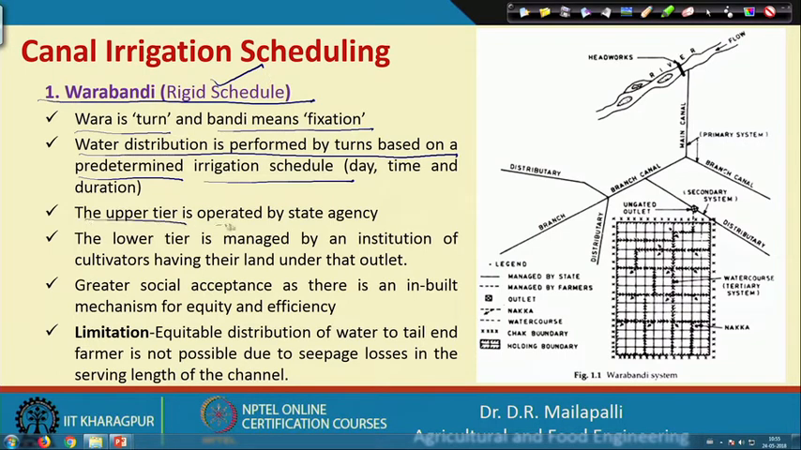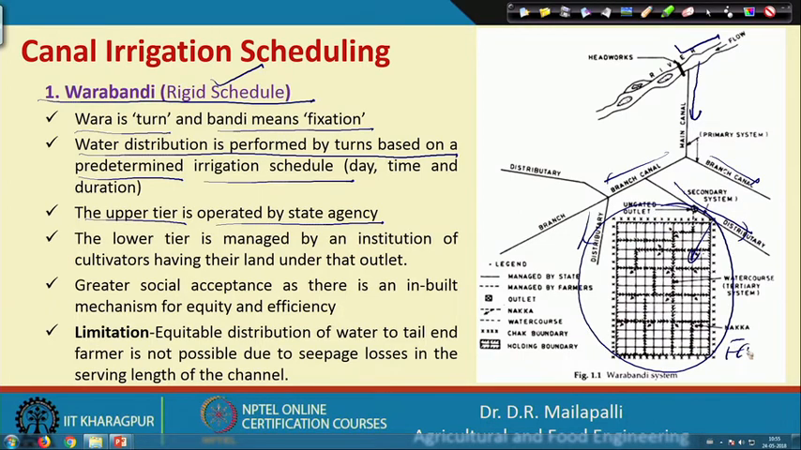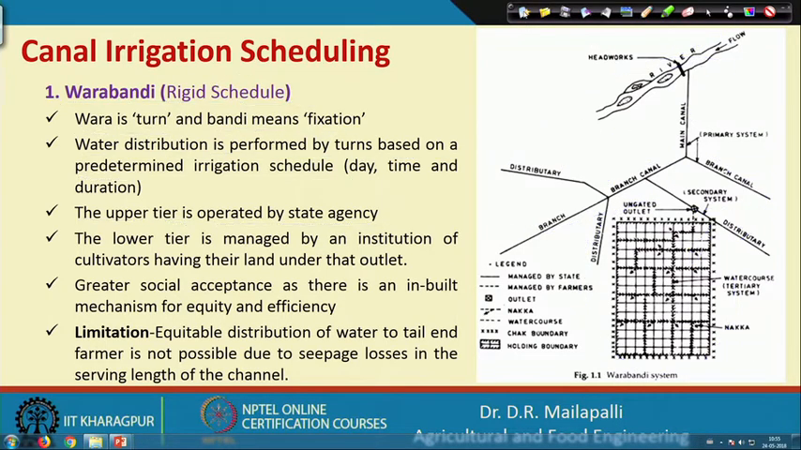The upper tier is operated by the state agency. Here, if you see, this is the river, from there the main canal and branch canal and then the distributary. From the distributary you get water to the field. Whatever the dotted lines are, those are operated and managed by farmers, whereas the other parts are owned and managed by state agencies. So the upper tier is operated by the state agency, and the lower tier is managed by farmers.